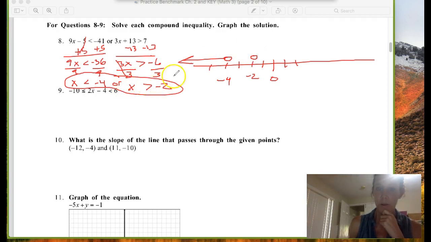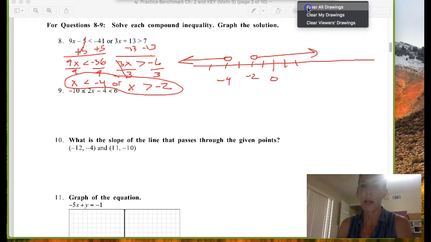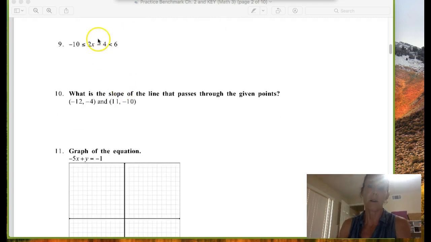X is greater than -2, so it's going to go in this direction, and that's what your ORs usually look like. And that's number 8. Let's do number 9. This is a compound inequality, and this is an and inequality. I can tell because it's smushed together in the middle. Two ways to solve this.